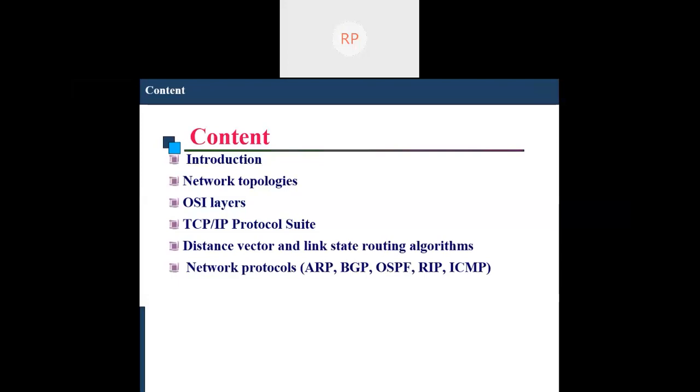Next part is relevant to the network protocols. There are a total of 5 protocols you have to discuss: ARP, BGP, OSPF, RIP, then ICMP. And at the end, you have to discuss limitations of traditional network. So this is the agenda for unit number 1. You have to start with the introductory part.